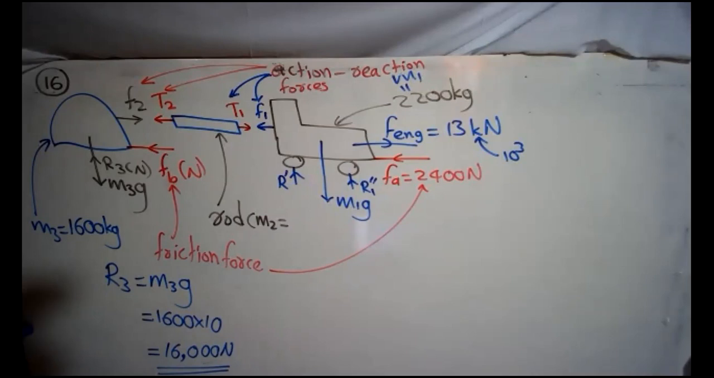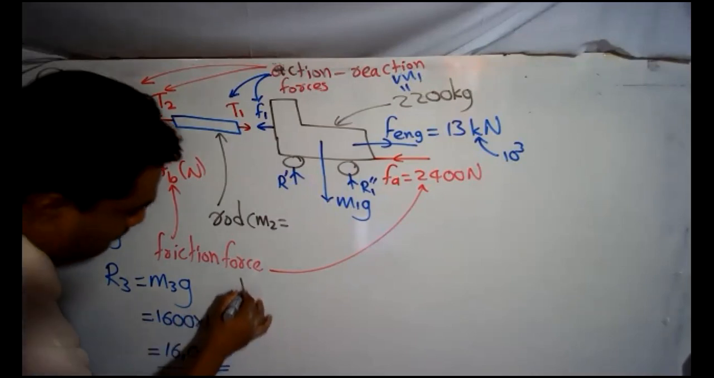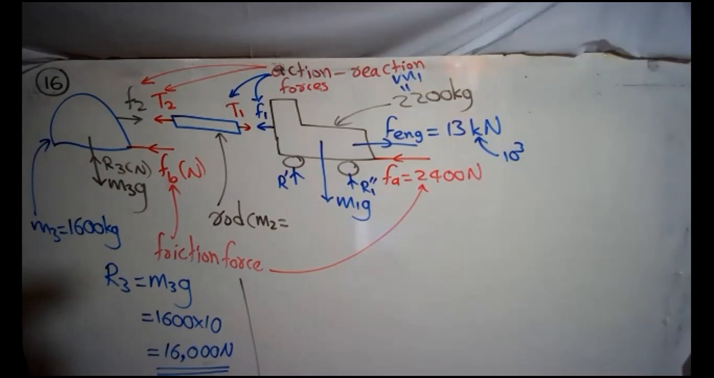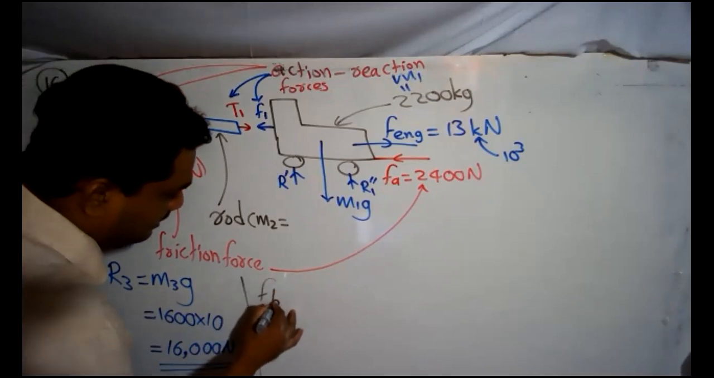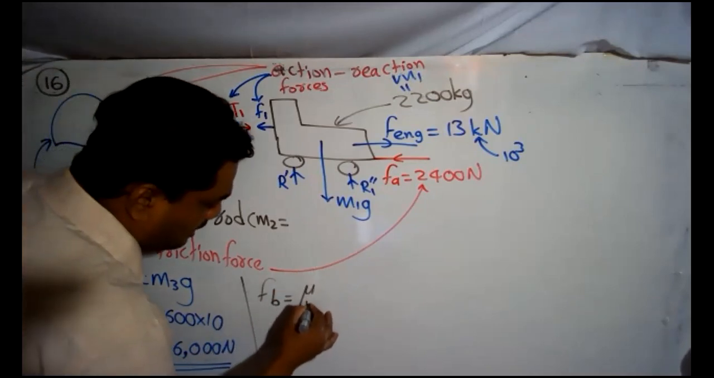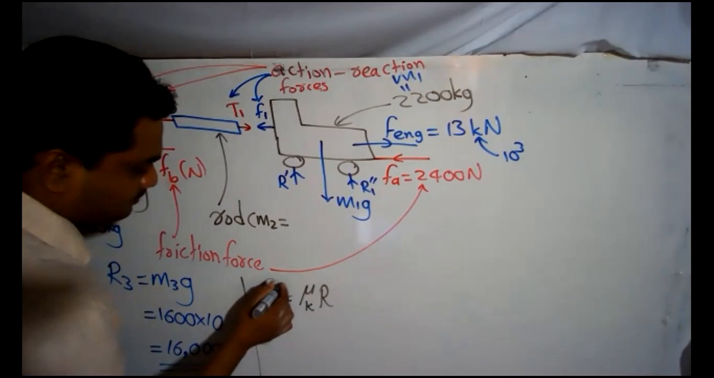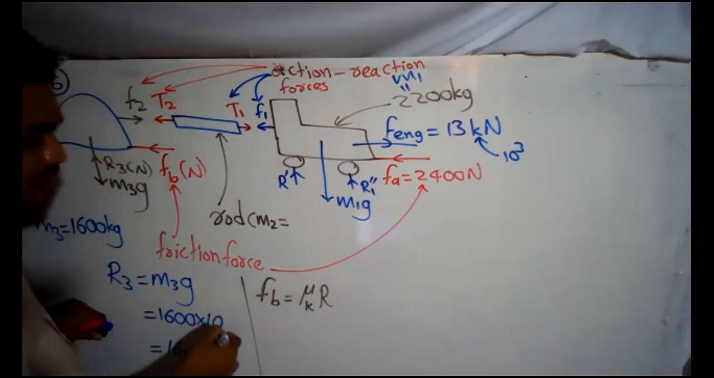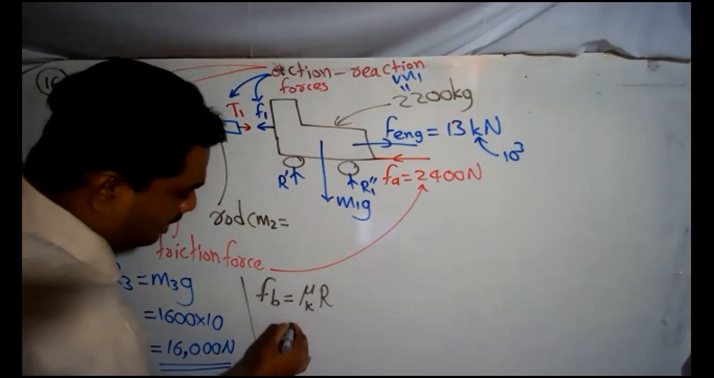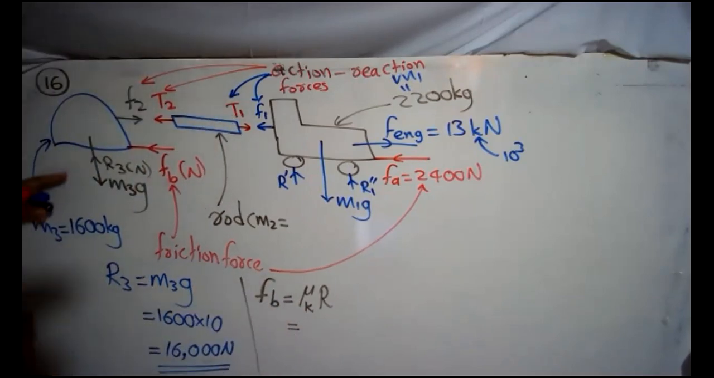Right, then how do you find the friction force there? The friction force acting on a moving object can be found by the equation f equals mu k times R. Somebody unmute the mic and tell me the coefficient of kinetic friction between the stone and the ground.